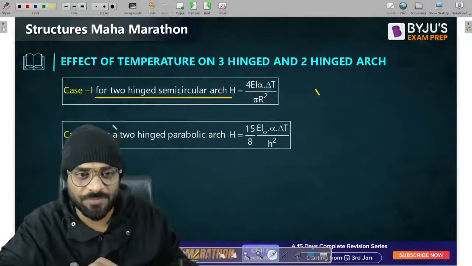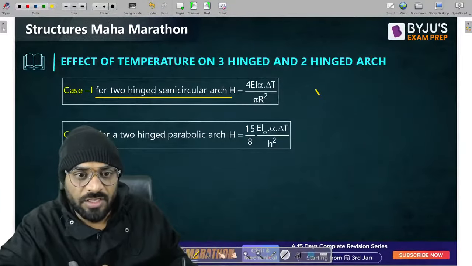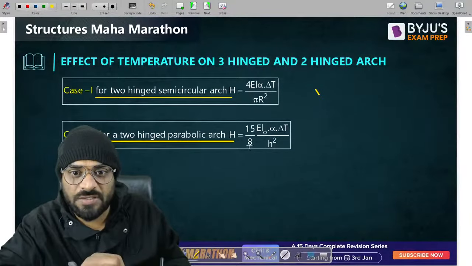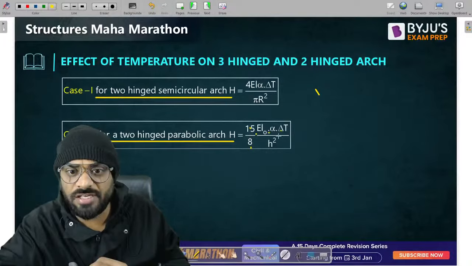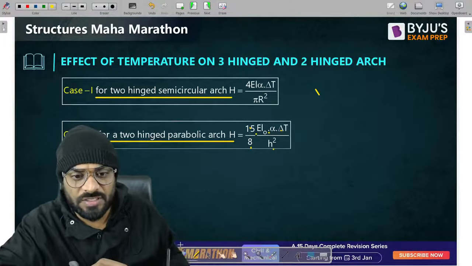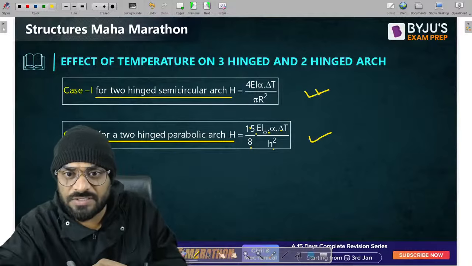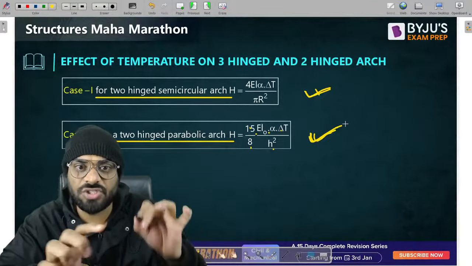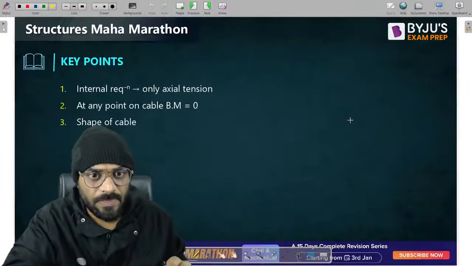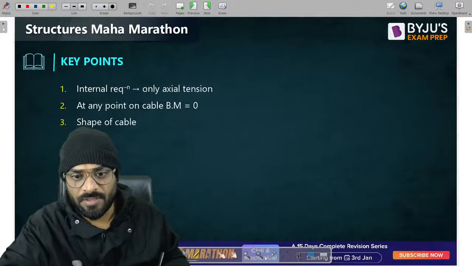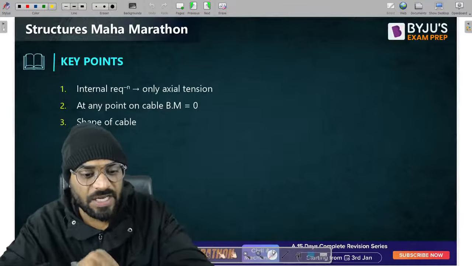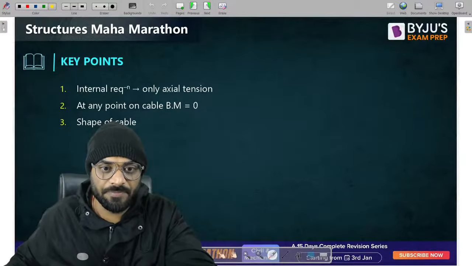That is my suggestion, right? For a 2-hinge parabolic arch, the value will be 15 by 8 EI naught alpha delta T by h square. This is for parabolic. This is for semicircular. Please remember these values due to change in temperature. Crystal clear? Okay. Now guys, let's start the next chapter, which is basically our cable.